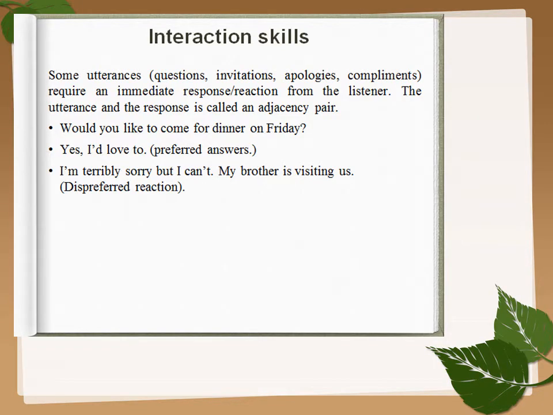Some utterances like questions, invitations, apologies, compliments require an immediate response, reaction from the listener. The utterances like this, or the response, is called an adjacency pair, just like some question and answer here.